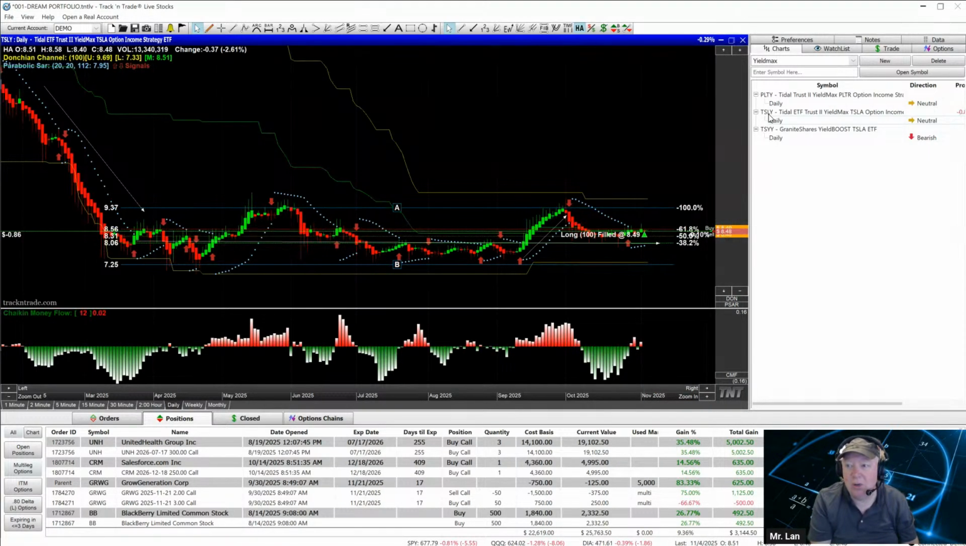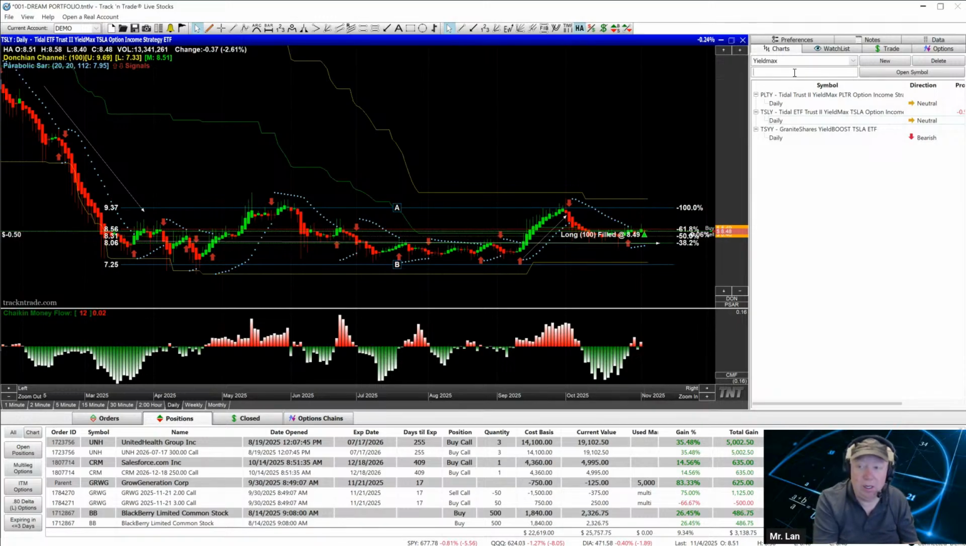So this is TSLY. This is the Yield Max version. TSYY is a Granite Shares version. Granite Shares trades put options. TSLY trades synthetic longs with covered calls. So it's a different strategy. Okay, not that one's any better than the other. They're just better in different situations. They're just different. Okay. They're not better or worse. They're just different. And depending on what the markets are doing, you might want to choose one or the other.